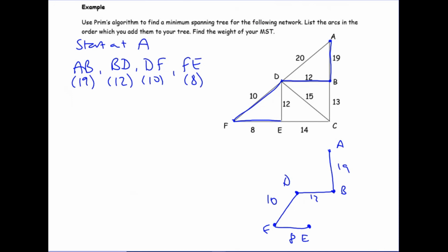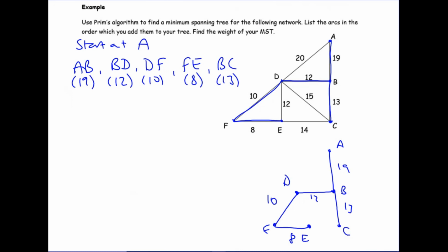So look at everything that's now connected up. I've got this 13 from B to C, 15, I've got the 12 and the 14. Now 12 is the shortest arc, but I can't add this on because it would make a cycle around D, F, E. So the next shortest is 13, which won't make a cycle, so I can add that one on, which is BC, 13. And then that's my minimum spanning tree. All of my nodes are joined up in the shortest possible way.